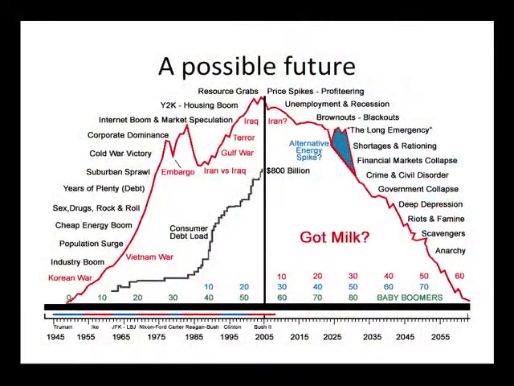Here's a possible future. Somebody had a little bit of sense of humor with "got milk" because they presume that starvation will be an issue. This is about 10 years old, but it's a rough peak oil graph, and things look pretty bad on the right-hand downside. And this is a transition, but it's a transition to somewhere presumably we don't want to go. This is maybe what the transition to the 14th century would look like.